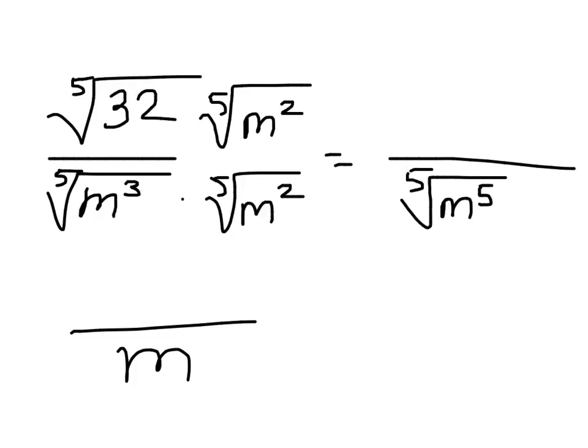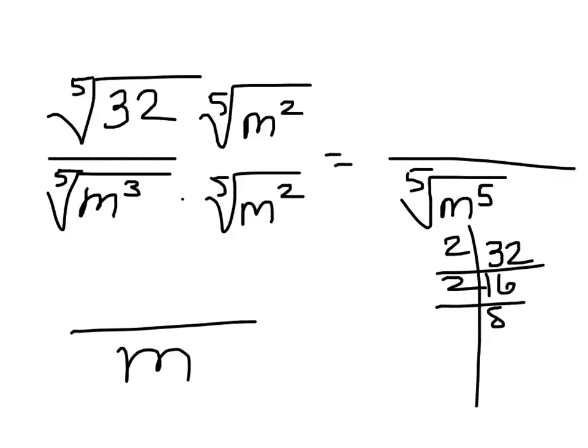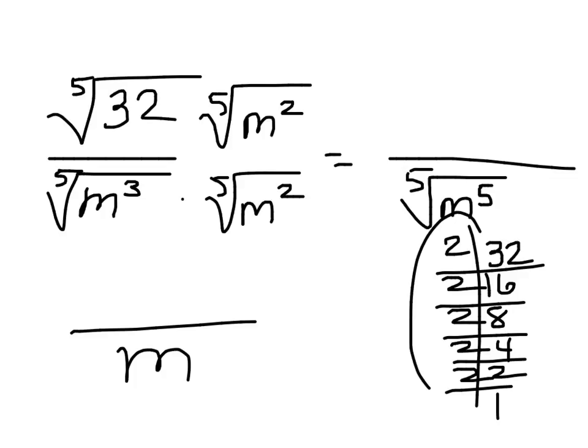Now on the top, the 5th root of 32. 2 goes in there 16 times, 2 goes in there 8 times, 2 goes in there 4 times, 2 goes in there 2 times, and 2 goes in there once. Do I have 5 of the same thing? Yeah. I have 5 deuces. They go out to play. I have 2 m's. M and M, as it were. Do I have 5 of them? If I only have 2? If I have 2, and I got to take groups of 5, can I do it? No. So then I just leave it alone.